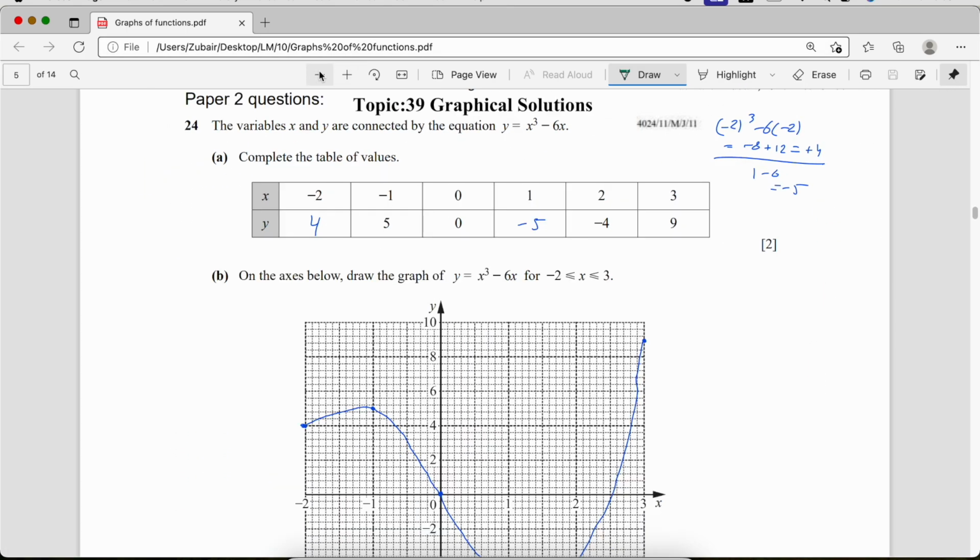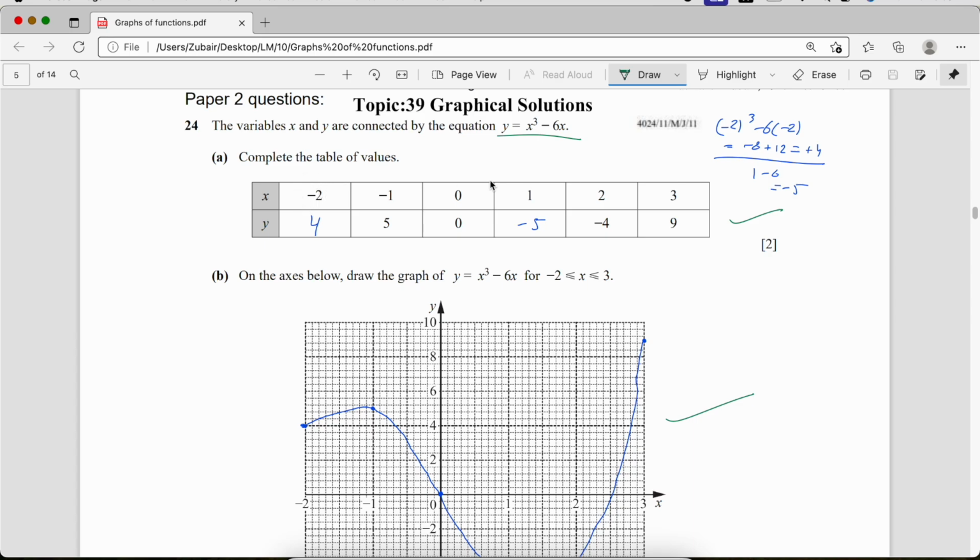Then we touched this question in class. The trend would be the same. You will be given an equation, then a table, then a graph, and then a few parts which would be different for each question. The variables x and y are connected by the equation y equals x cubed minus 6x. Complete the table of values.